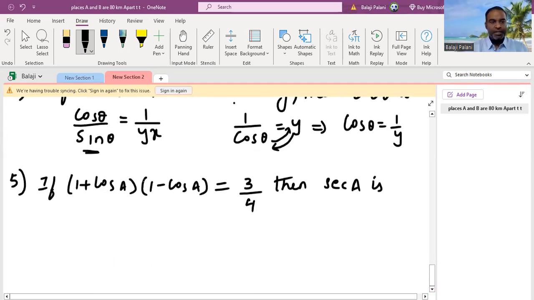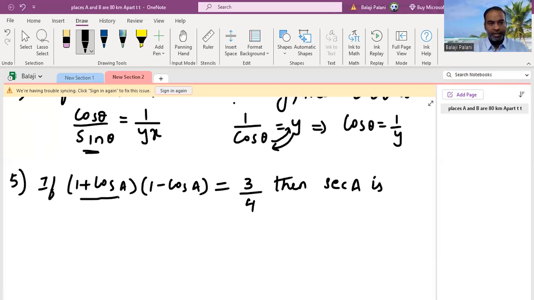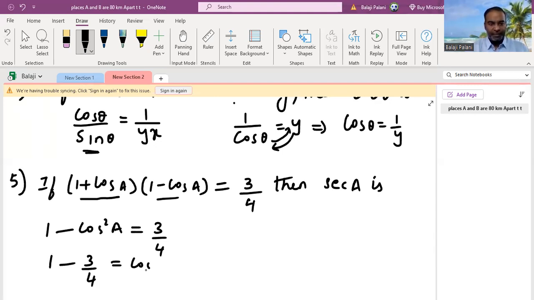And the final question, 1 plus cos a into 1 minus cos a is 3 by 4. Find the value of secant a. So here this is of the identity a plus b into a minus b, a square minus b square, is 3 by 4. So now what you can do is 1 minus 3 by 4 is cos square a, which is nothing but 1 by 4.